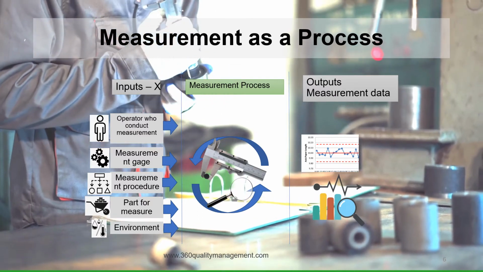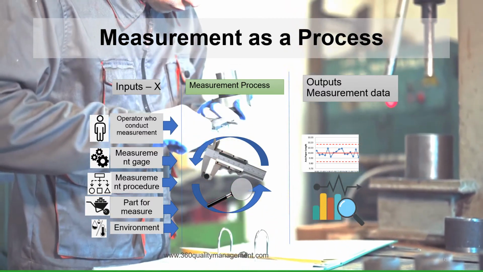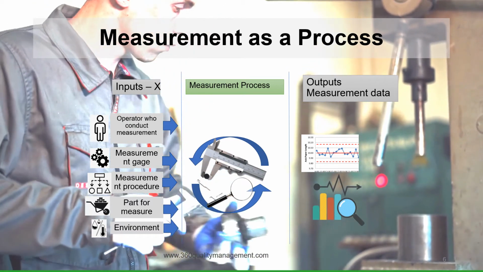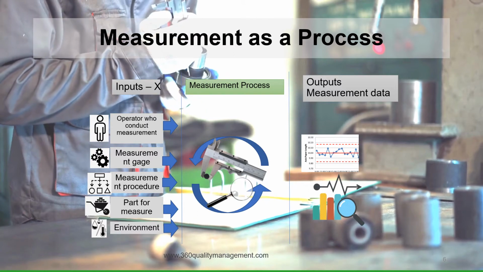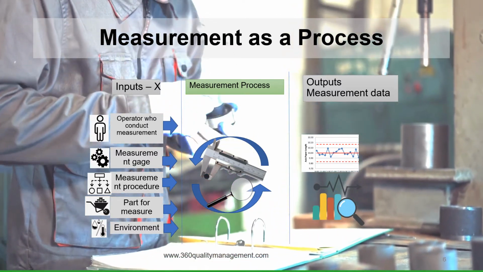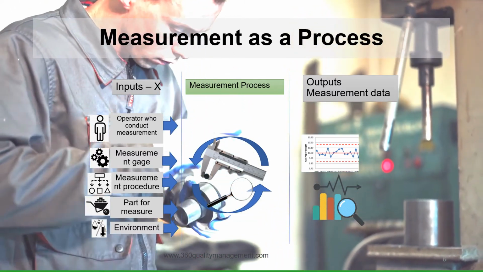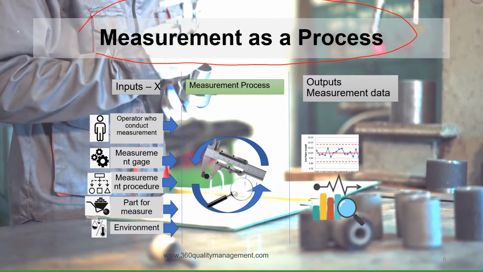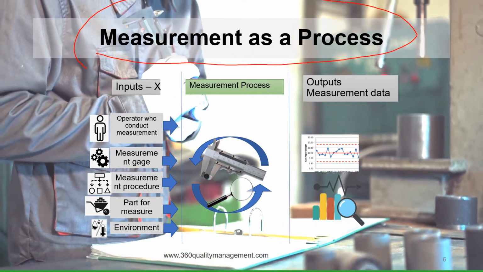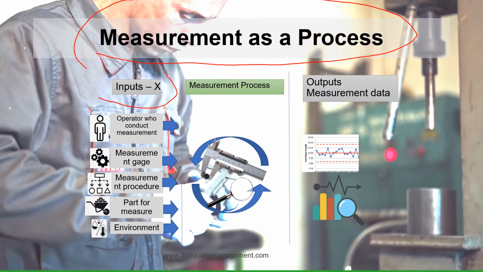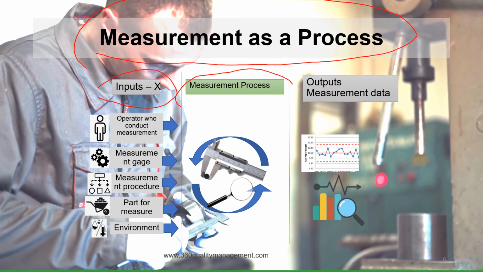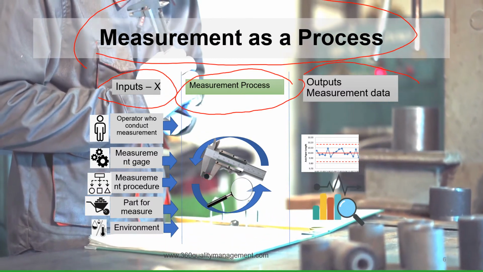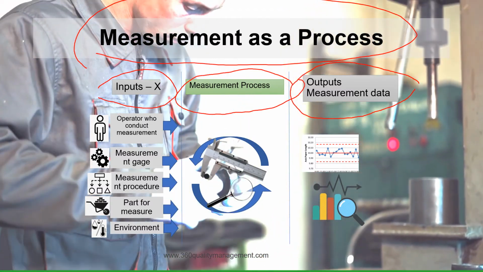After we know that manufacturing is a process, where it consists of process inputs, the work or transformation process, and the output, we should be able to understand that measurement is also a process, where it also consists of process inputs, the process itself or the work activities or the transformation process, and the output, which is the measurement data.